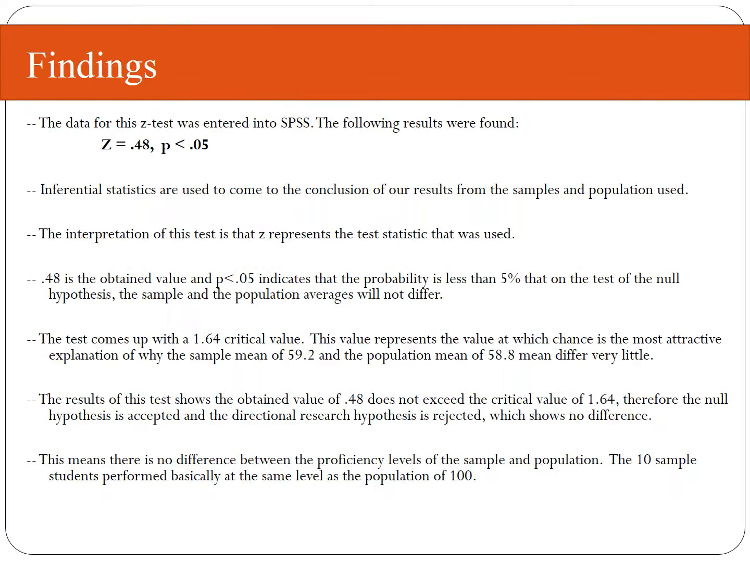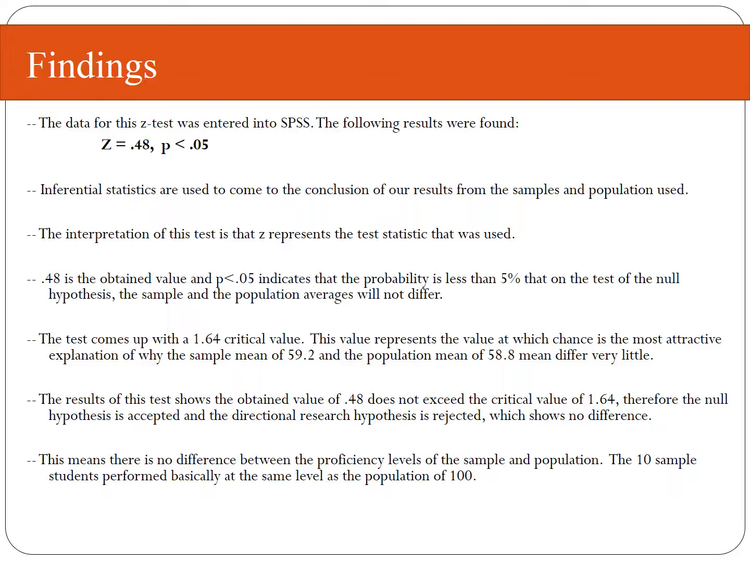My findings from this research are below, and it shows that the data for the z-test was entered into SPSS, and the following results are as follows. Inferential statistics are used to come to the conclusion of our results from the samples and populations I used. And the interpretation of this test is that Z represents the test statistic that was used, the Z-test, and 0.4 is the obtained value. And the results from this indicate that the probability is less than 5% that, on the test of the null hypothesis, the sample and the population averages will not differ.